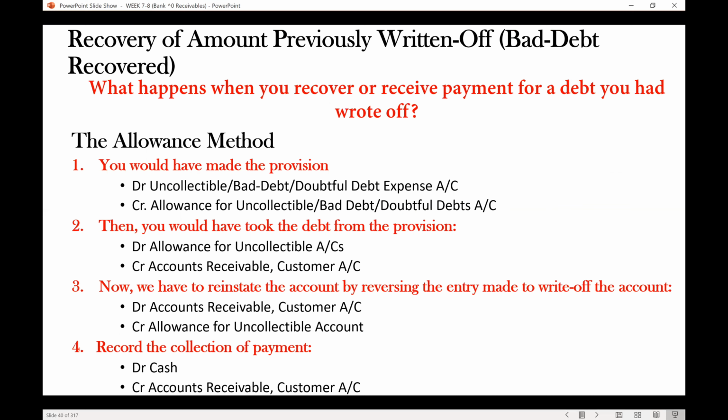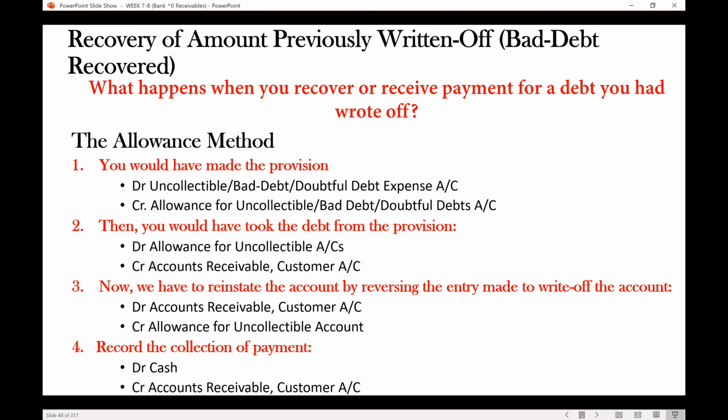So we're going back on the steps. What happens when you receive payment for a debt that you have written off? In parts 1 and 2, steps 1 and 2, when we made the provision, we debited the expense, credited the allowance. Then when we wrote off a debt, we debited the allowance, credited the accounts receivable. So now when we've gotten back payment, we have to reinstate the account, and all that is reversing the entry that we did to write it off. What was that entry? We debited the allowance and credited the accounts receivable.